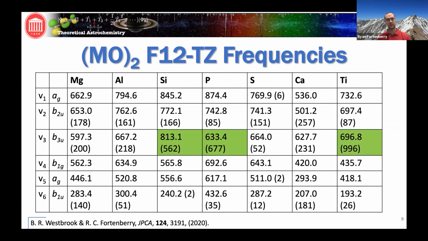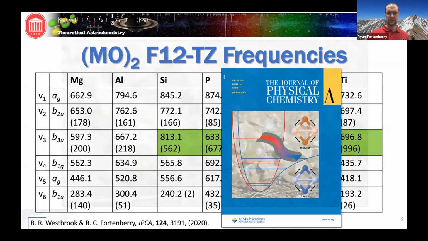So we're getting some really bright intensities, some things that might make these molecules, even if they don't form readily, or even if they are quickly absorbed into something else, maybe these intensities would allow them to be observed. This made the cover of JPCA.